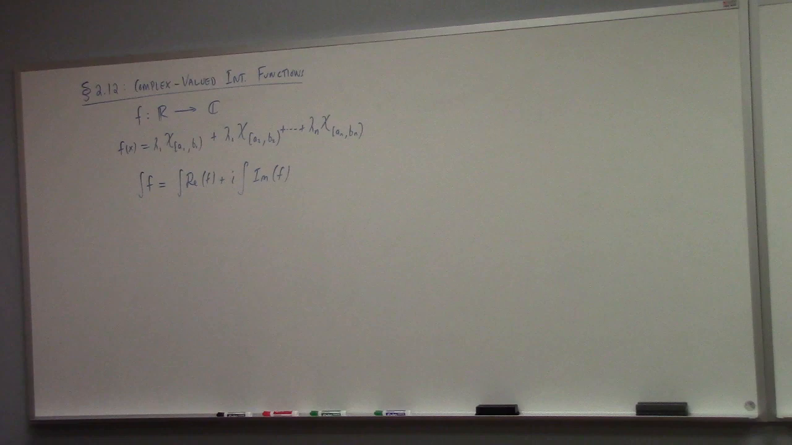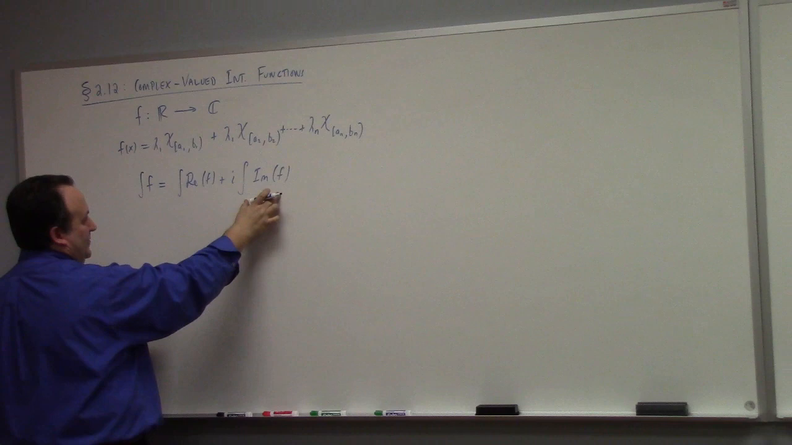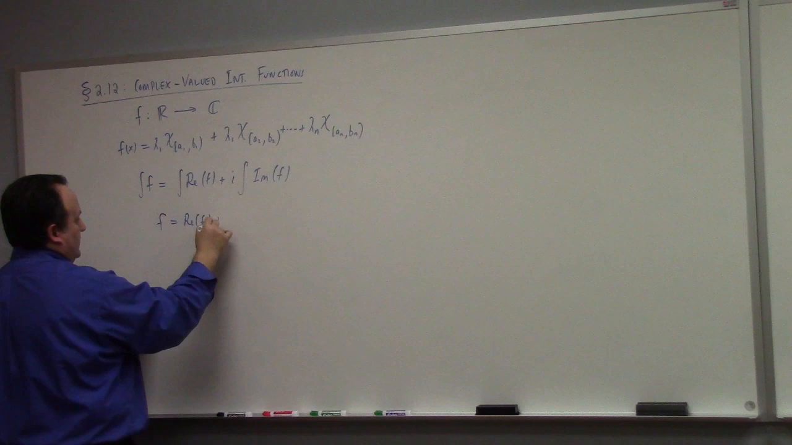The difference being, of course, theorem 2.12: a complex function is integrable if and only if its real and imaginary parts are integrable. Moreover, if f is integrable, then this. So if you know that the real part and the imaginary part are Lebesgue integrable, then their complex linear combination is likewise integrable. Here f is equal to the real part of f plus i times the imaginary part of f, and you can write down formulas for those. Do you guys know the formulas?